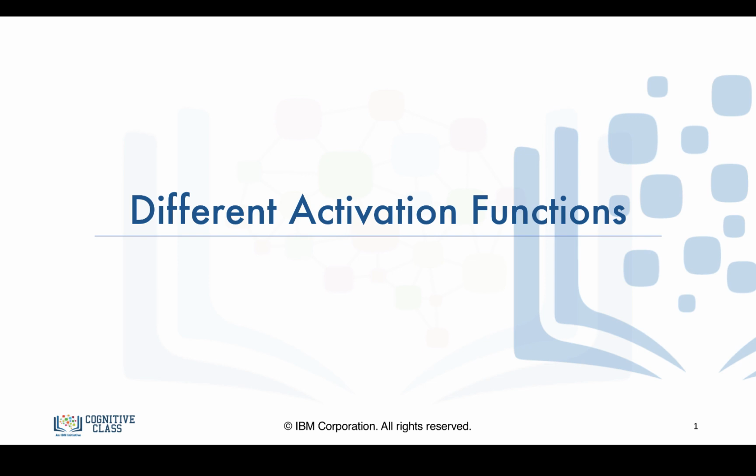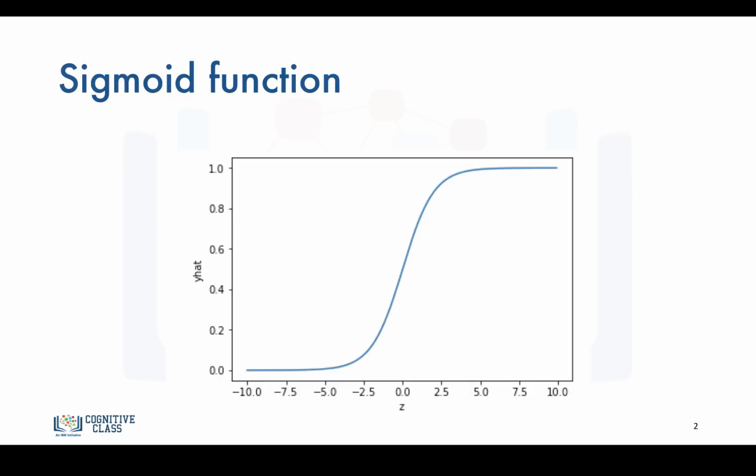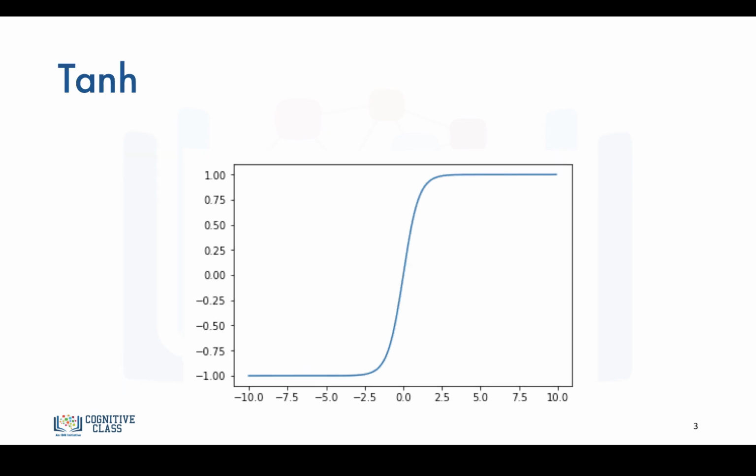Alright, in this video we're going to discuss different activation functions. So we discussed the sigmoid function, and it starts at 1 and it ends in 0. And we all know the problem with the sigmoid function, i.e. the vanishing gradient.